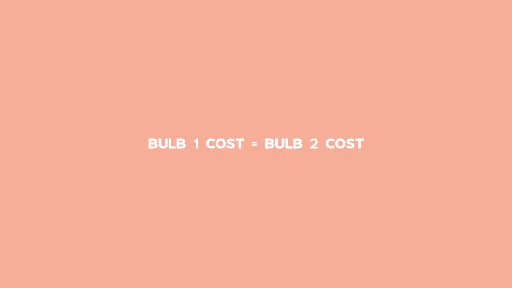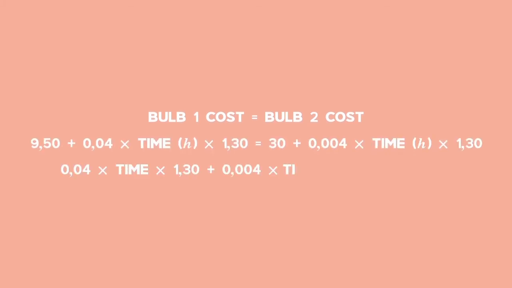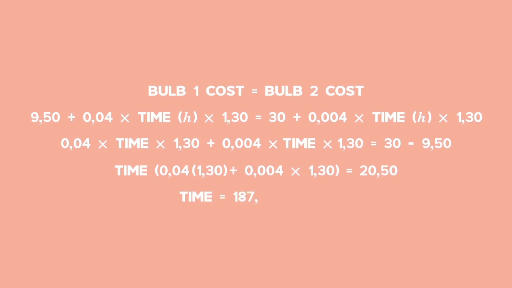If we make the cost of bulb 1 and bulb 2 the same, we have only the time value to figure out. The maths is a little tricky though. We need to move the terms containing time to be on their own. Then we factorize out time. When we divide both sides by the brackets, we find that the second bulb becomes cheaper after using it for 188 hours. I know electric circuits can be tough, but remember, it just takes patience and practice.